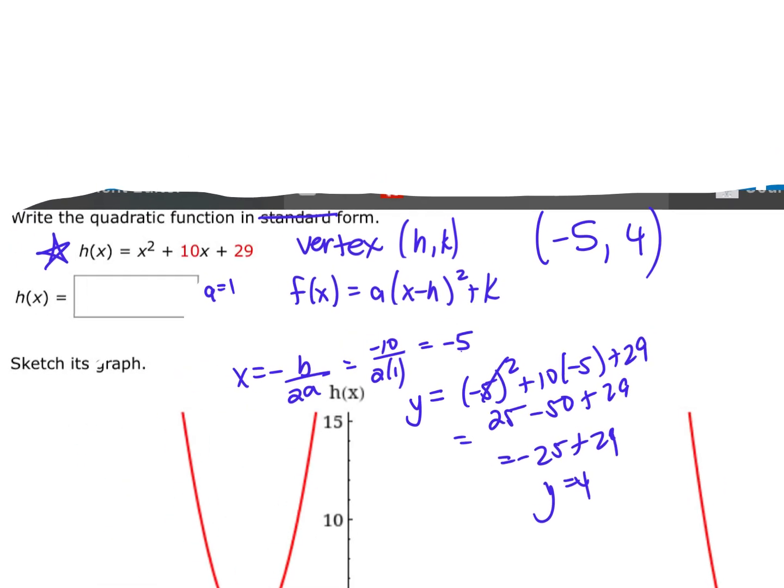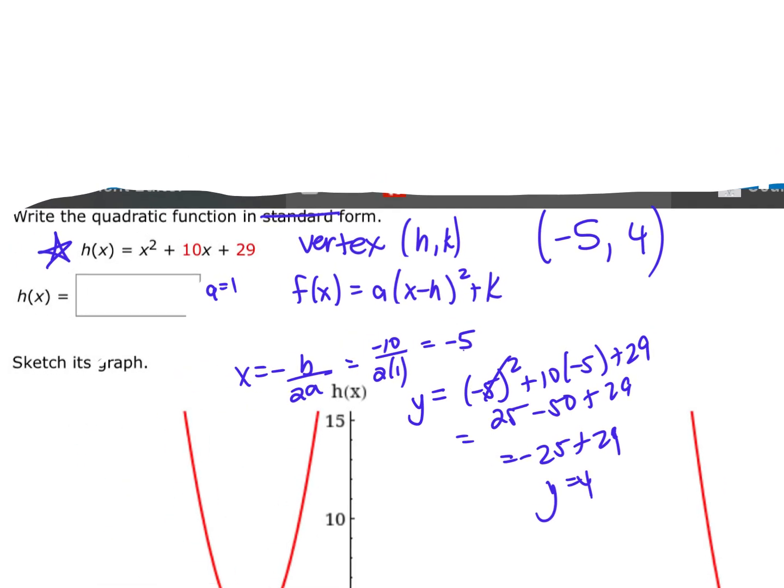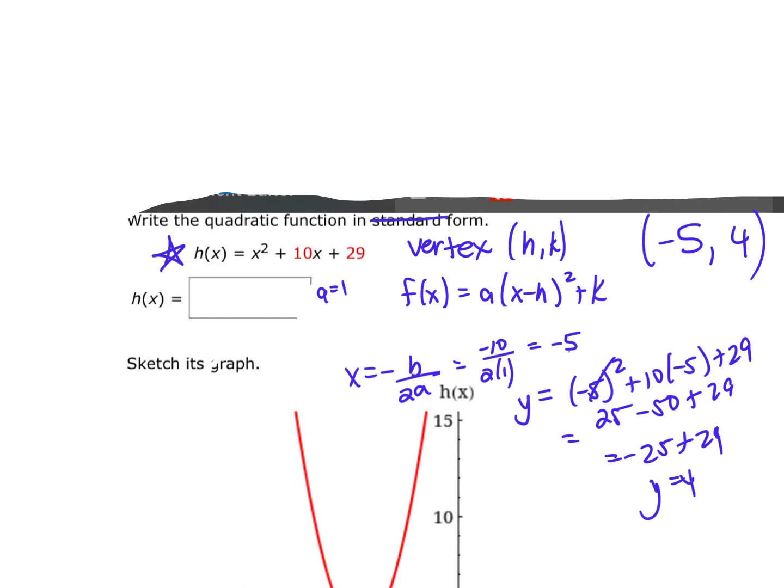Can you now write your equation in vertex form? Yes, you have f of x equals, what's your a? 1. If you want to write 1, you can. And then it's x minus, what's the x value? So minus a negative is plus, right? Squared. And then what? Plus 4. Perfect.